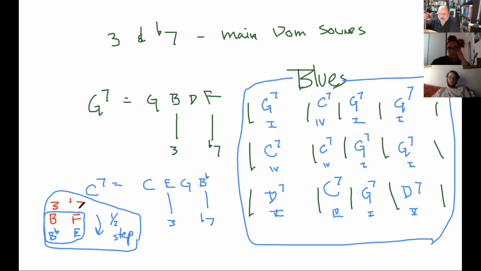Could you hear those notes outline the progression? Could you hear a blues progression with just those two notes? That's how strong they are.